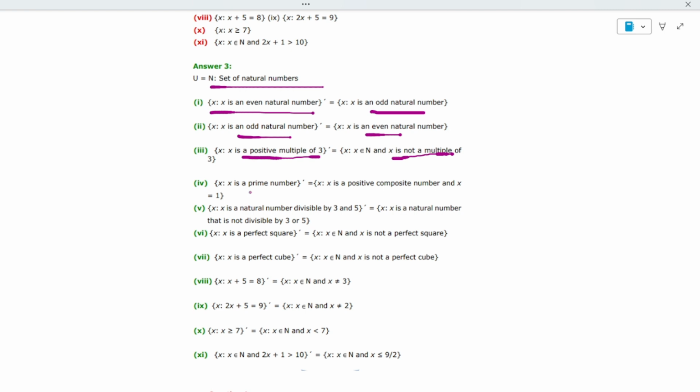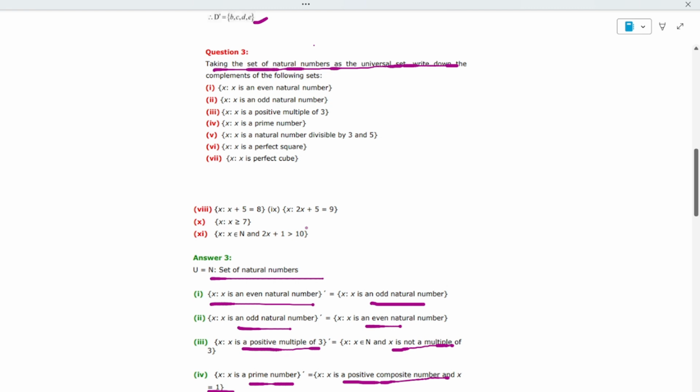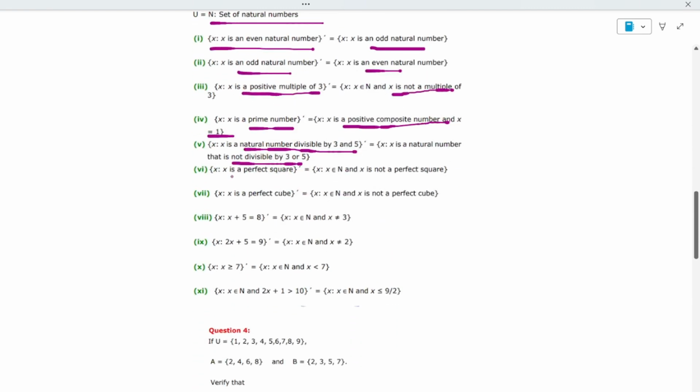X is a prime number. If you remove the prime numbers from natural numbers, you will get positive composite numbers and x equals 1. Now, x is a natural number divisible by 3 and 5. Now the complement will be not divisible by 3 and 5. If it is a perfect square, the answer which is not a perfect square will be the answer. If it is a perfect cube, not a perfect cube will be the answer.